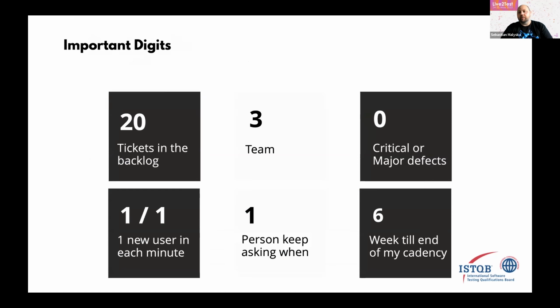Some important digits from the project, and again, a little bit of fun is hidden there. When we went live, there were still 20 tickets in the backlog, which at first is not so bad. On the other hand, there were no critical or major defects, so we were fine with going live. The team started from 25 people, and eventually we ended up with 3 people. So we see that over time the smaller team was enough.